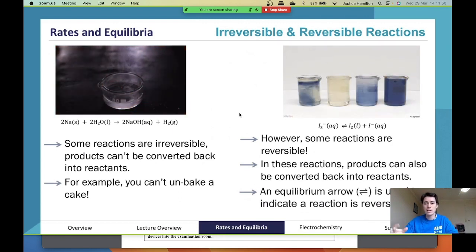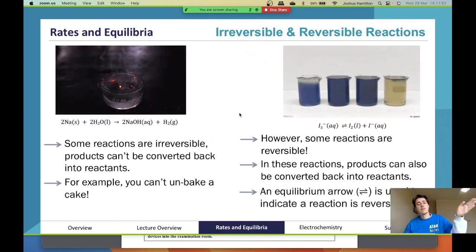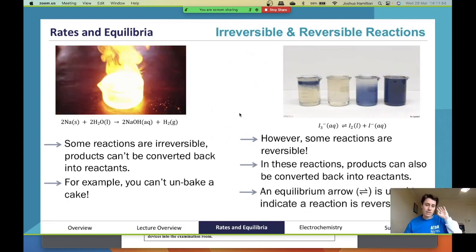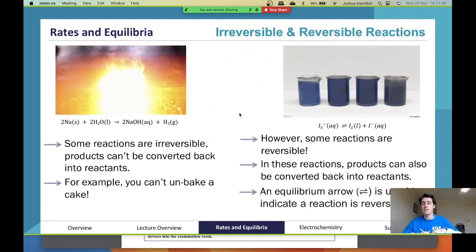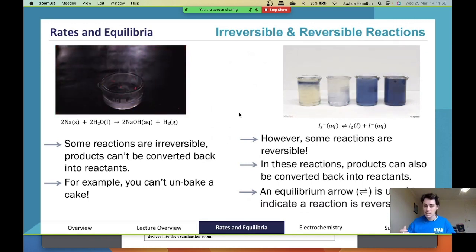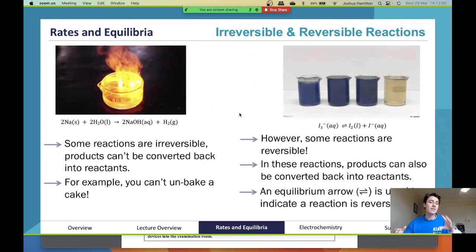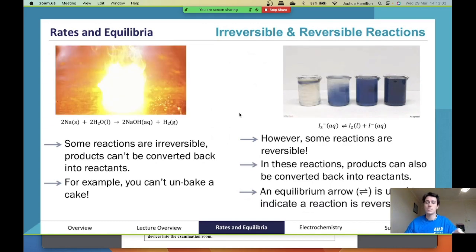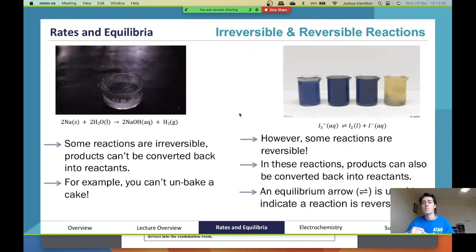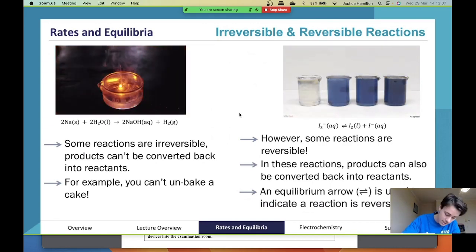So primary, secondary. Some of the reactions are irreversible, so products can't be converted back into the reactants. This is irreversible. For example, you can't unbake a cake. Whereas when we have a double arrow, as you can see here, this is a single arrow.